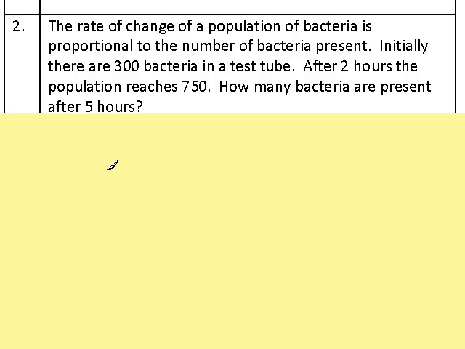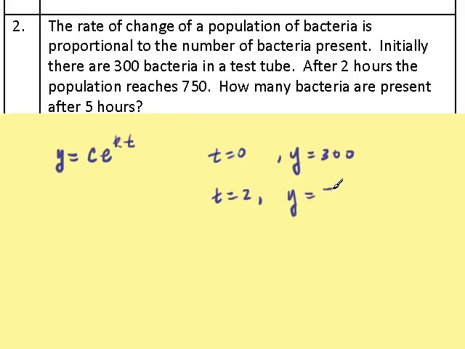Number 2 says that the rate of change of a population of bacteria is proportional to the number of bacteria present. So that phrase tells us that we have an exponential function. Initially, there are 300 bacteria, so when t equals 0, y is 300. After 2 hours, when t equals 2, there are 750. How many are present after 5 hours?